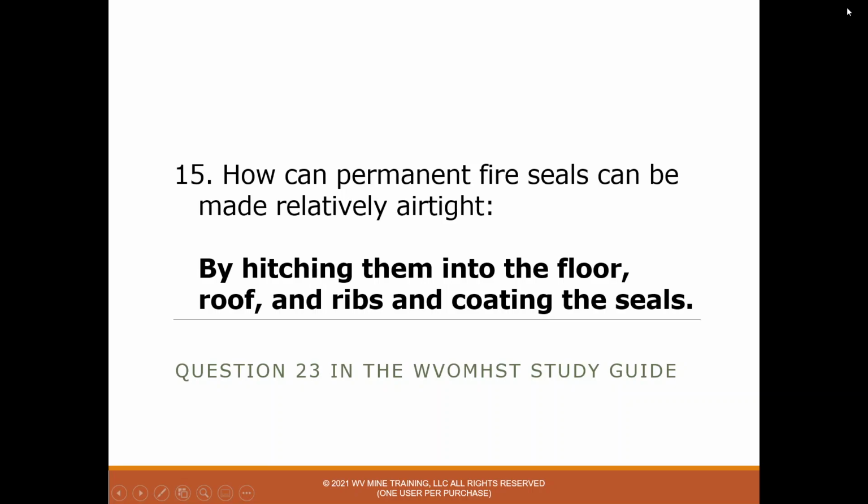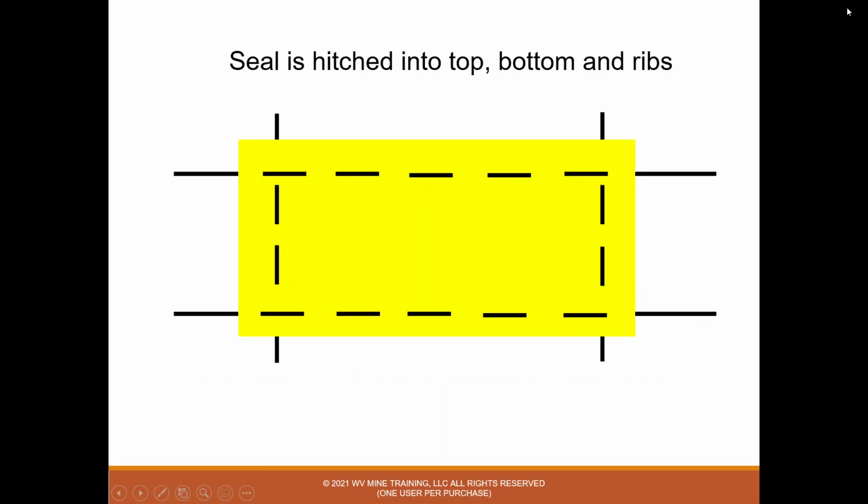15, how can permanent fire seals be made relatively airtight? And the answer is by hitching them into the floor, roof, and ribs and coating the seals. So I have a picture here, and I don't know how good a picture it is, but trying to represent what hitching means. And hitching means that you would cut a channel into the bottom, ribs, and the top, and the seal that you built would extend into the top, ribs, and bottom. Then you would fill that material in, maybe with concrete or some kind of B-bond, to make it tight there, and then we would put some coating material on the seal to make it airtight.